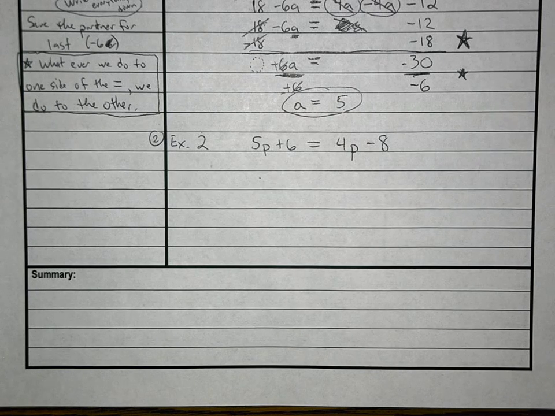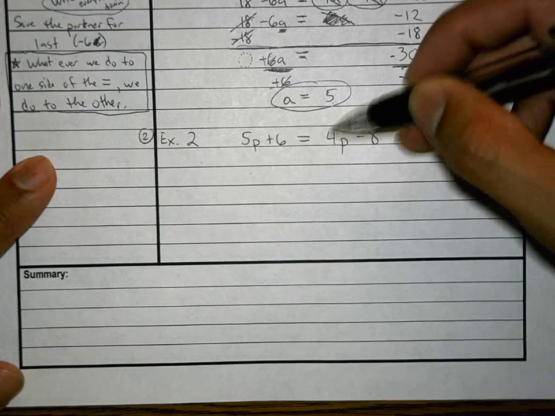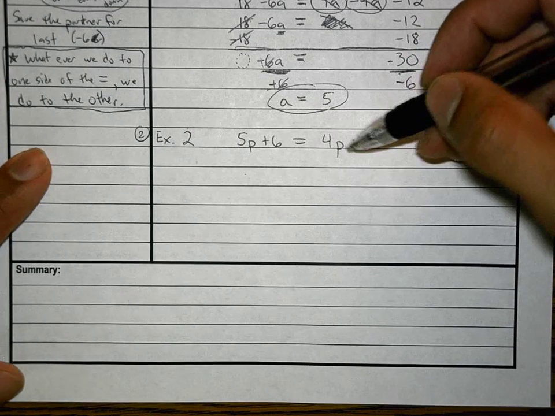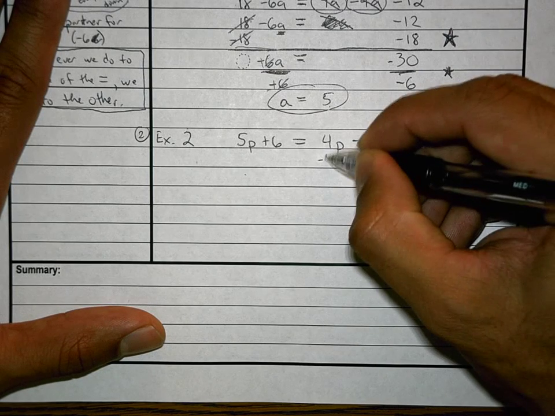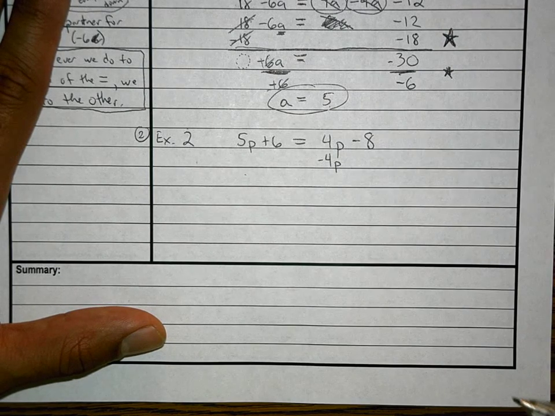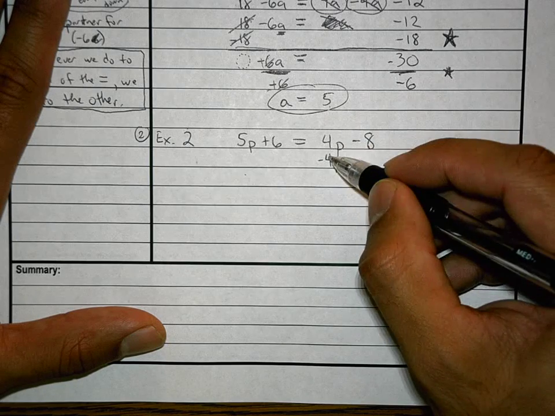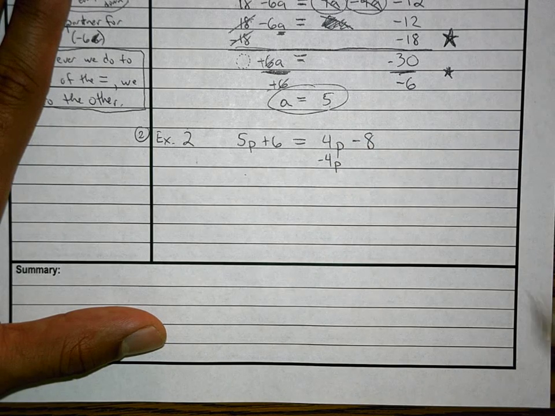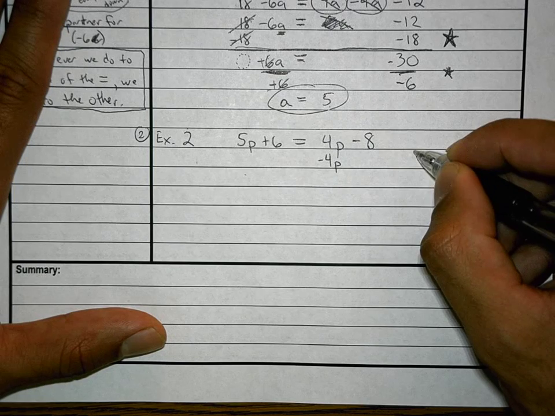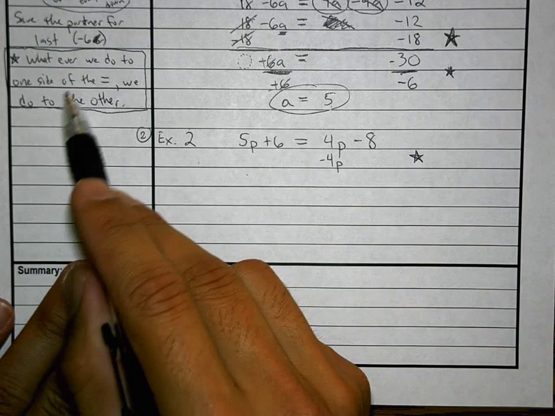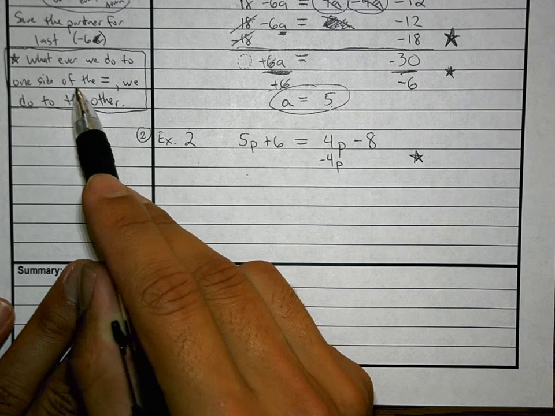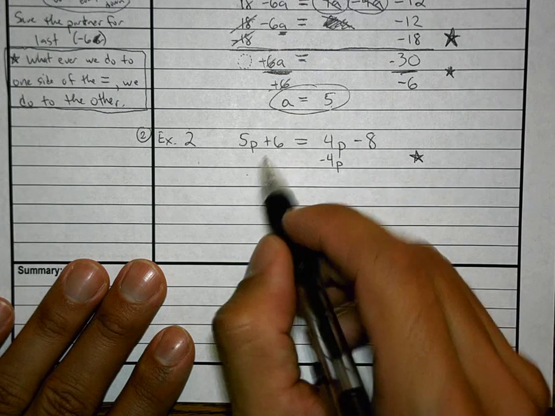What's easier to move, 4p's or 5p's? Move the 4p's. We're going to move this group together. And what's the opposite of a positive 4p? Negative. And we're going to move both things together. The positive 4p minus 4p will make 0 on that side. But let me put a little star here. What does a star mean? Whatever you do to one side, you need to do to the other. Exactly. So I need to write minus 4p on the left side of the equal sign as well.